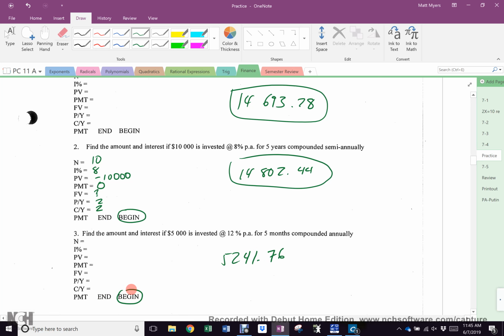Your mistake is most likely because this number of payments is 1 times 5 over 12, because it's 5 months and it's compounded annually. So it's 5/12 of the year. That would be my bet.